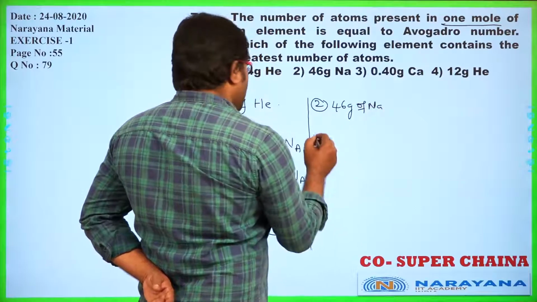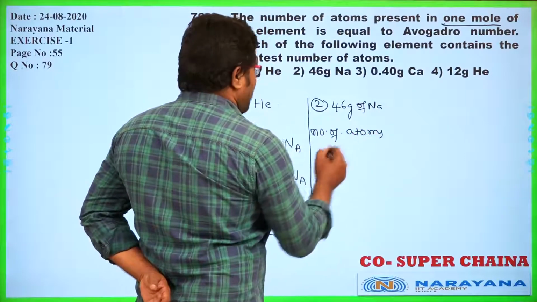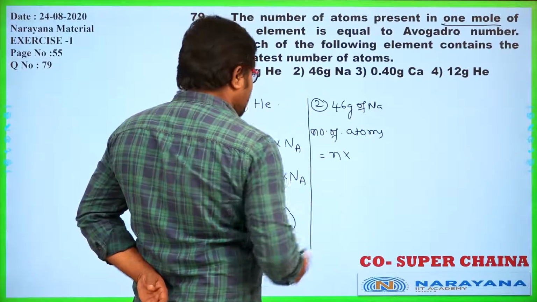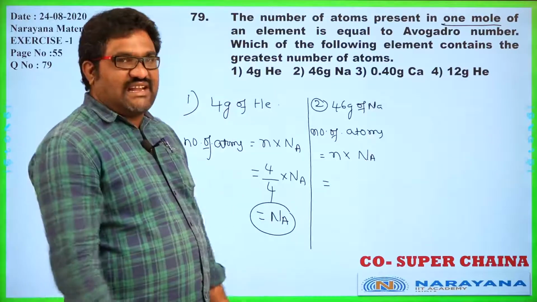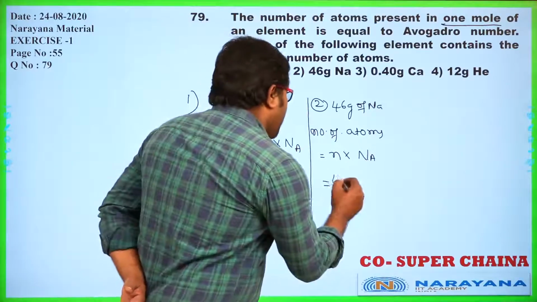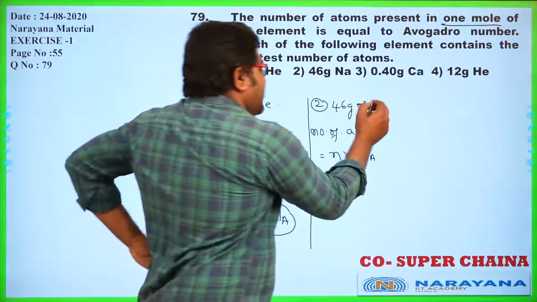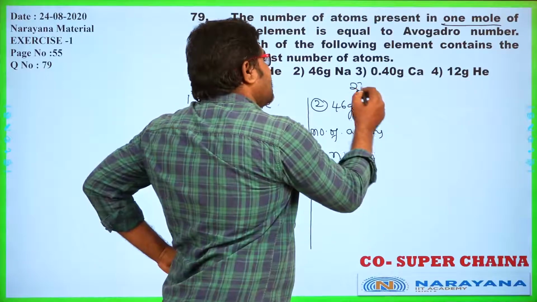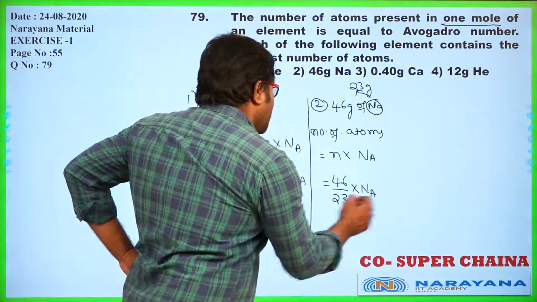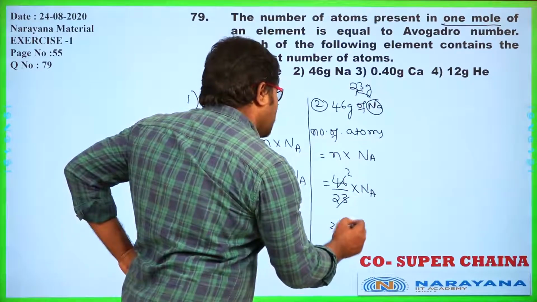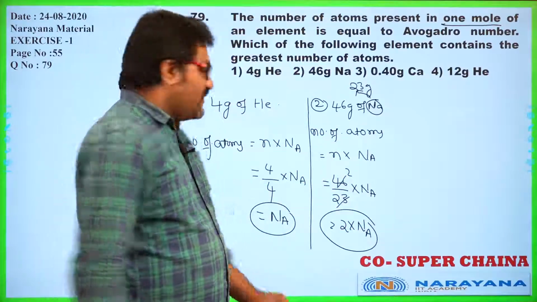Number of atoms is equal to number of moles into Avogadro number. So what is the number of moles? How can we calculate it? As we know, weight by molecular weight. Gram atomic weight of sodium is 23 grams. Into Avogadro number. Now, how much is it? 2 times cancelled, 2 into Avogadro number atoms present in 46 grams of sodium.